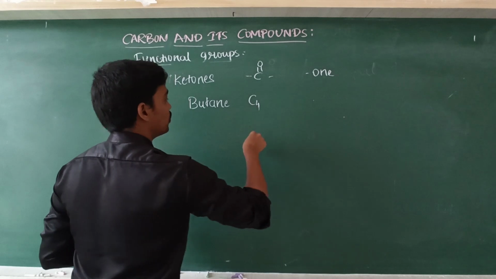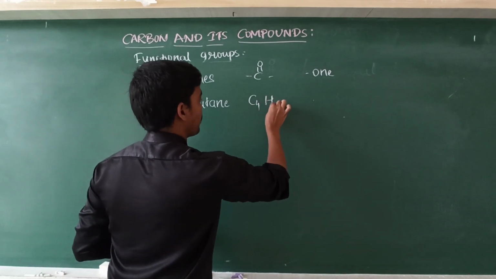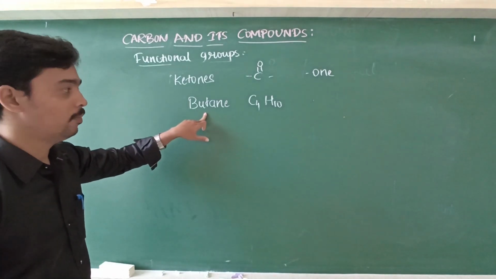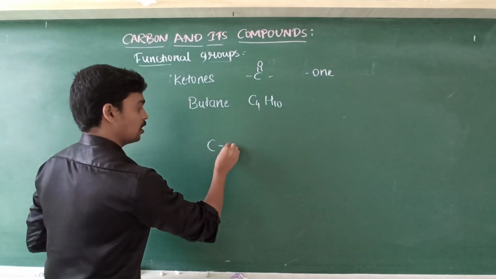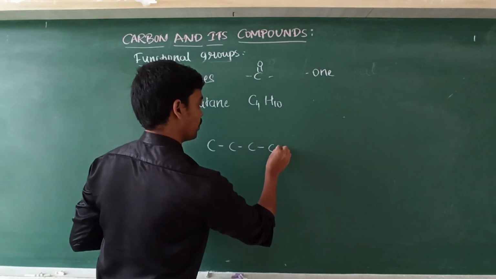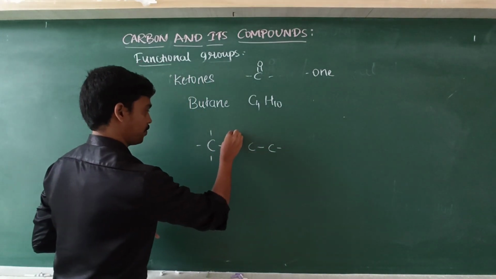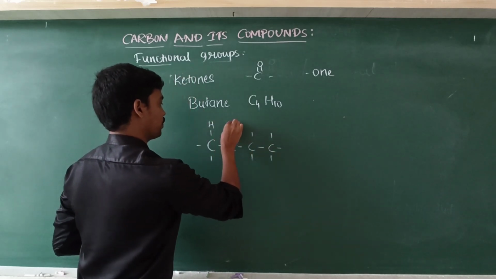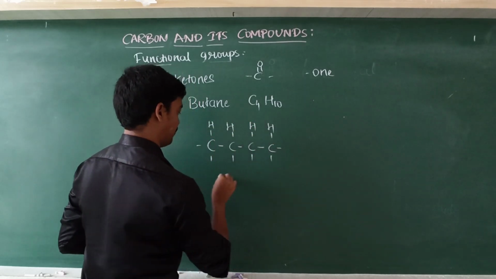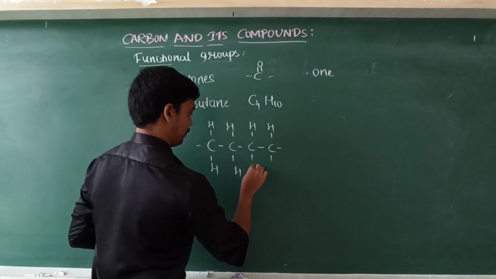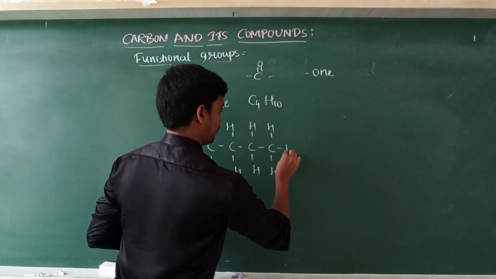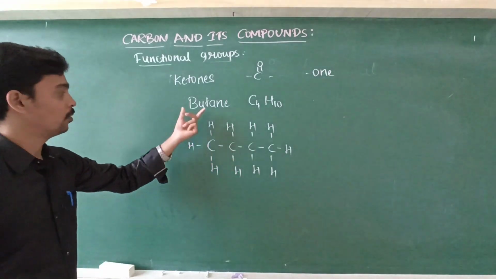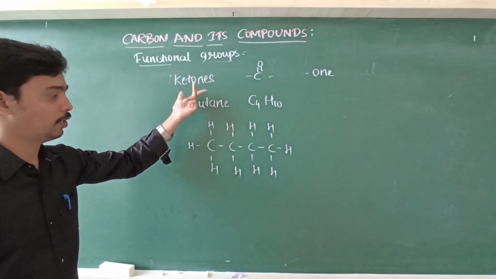Here 4 carbons, 10 hydrogens. C4H10 is the molecular formula of butane. Then the structural formula is as shown. Then how to convert this butane into the respective ketone?